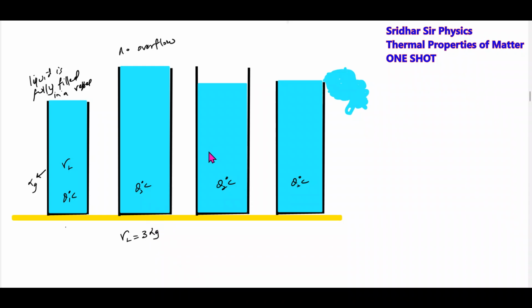Similarly, here the temperature is increased and the level will fall. You can see it was fully filled up, and the level will fall. Here the glass has expanded more, so gamma L is less than 3 alpha G. Then here, overflow: the liquid overflows at higher temperature, so the liquid has expanded more than the glass. Like this, small ideas, try to remember. You don't get very big problems, small ideas only.